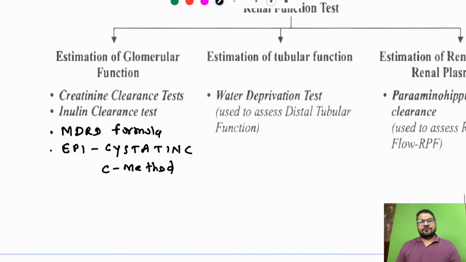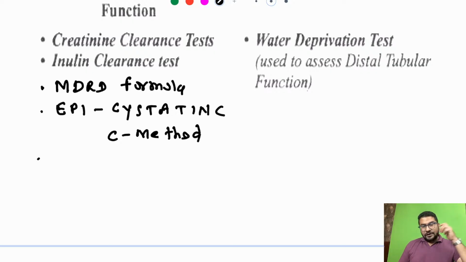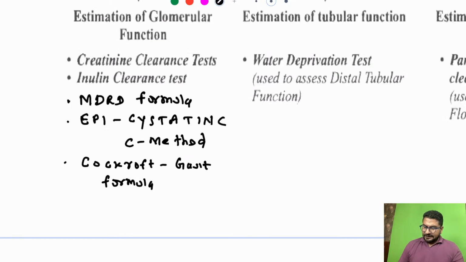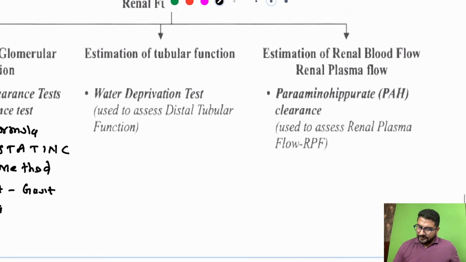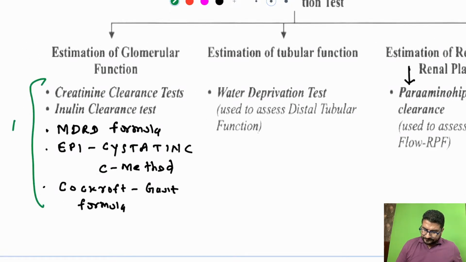For tubular function we have the water deprivation test. To calculate GFR, we have an old formula called the Cockcroft-Gault formula. So this is for GFR. For tubular function we have the water deprivation test, and renal plasma flow can be estimated by para-aminohippuric acid. So these are the MCQs which they ask in exam.